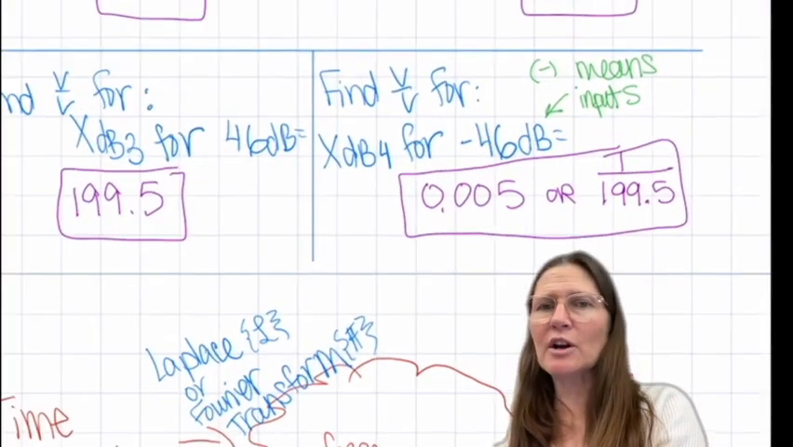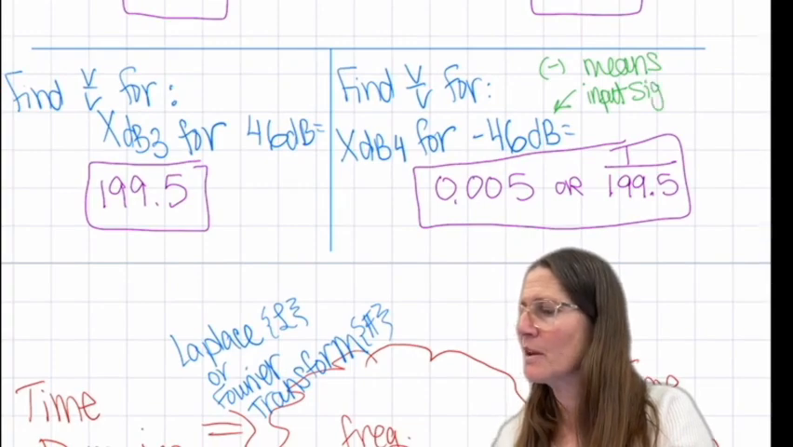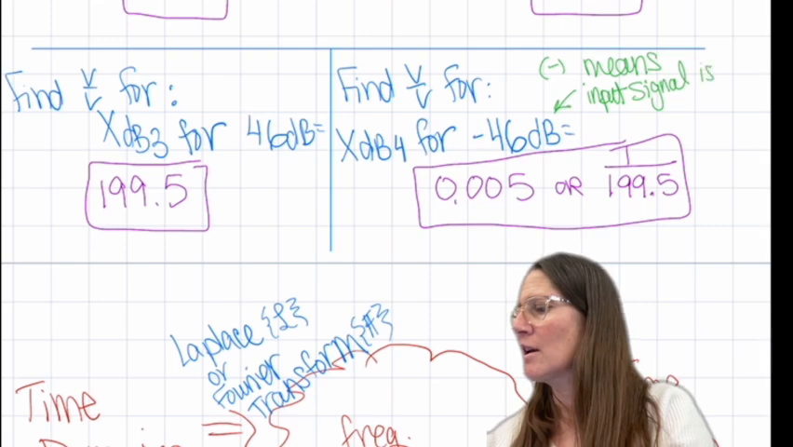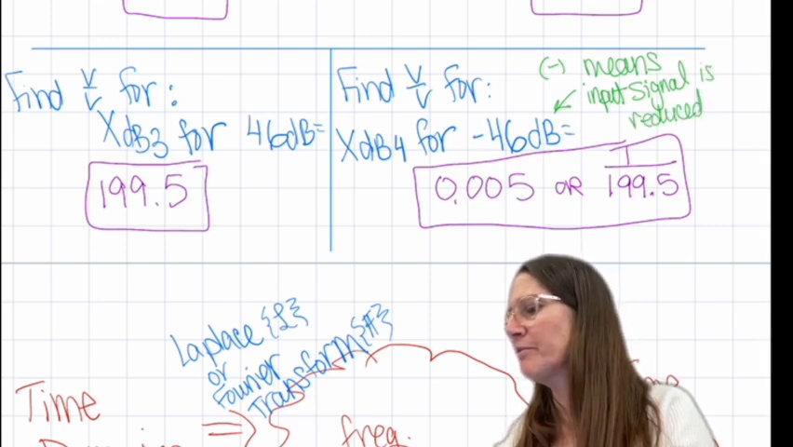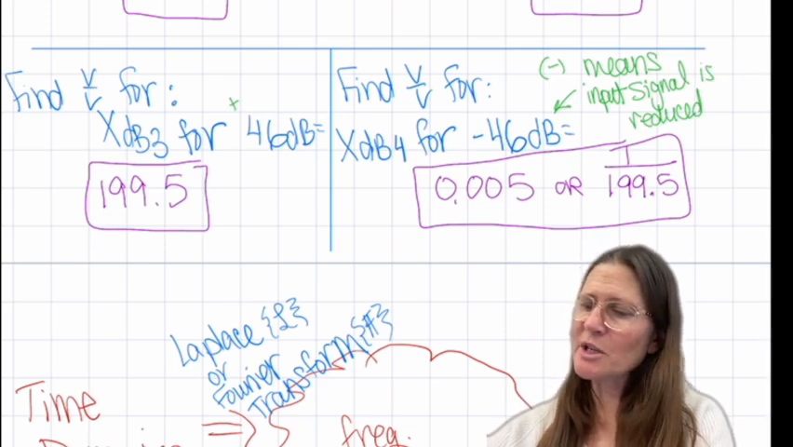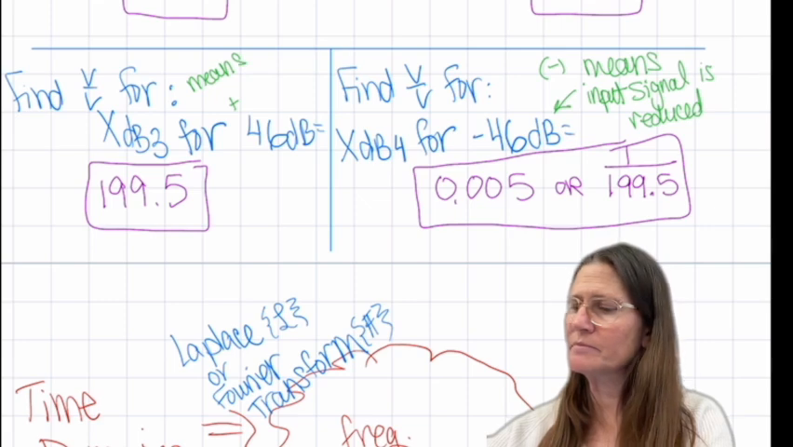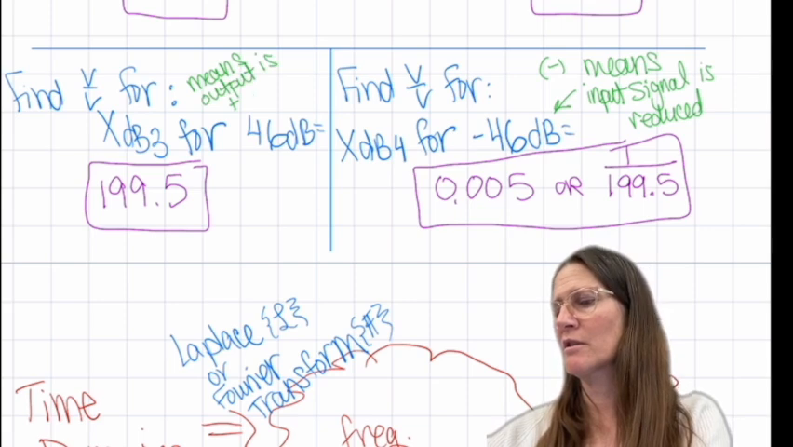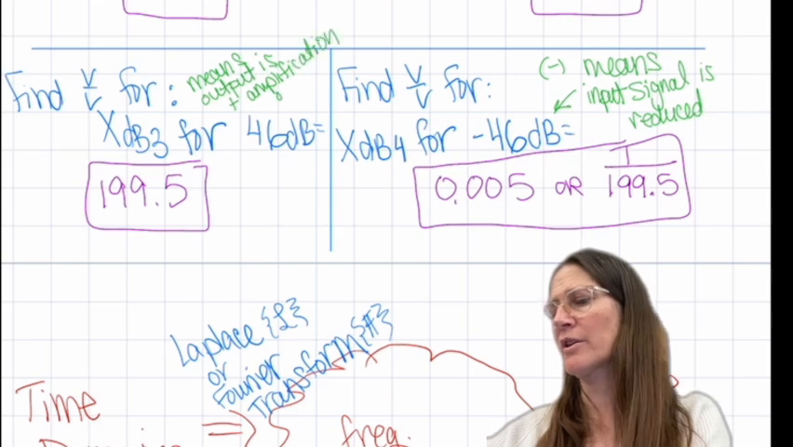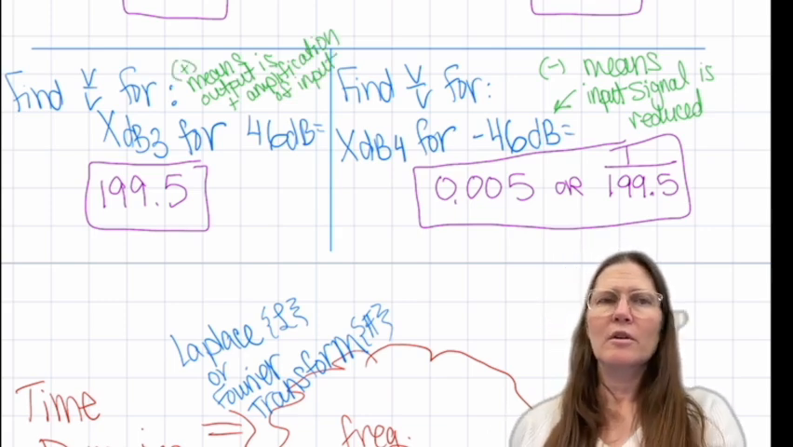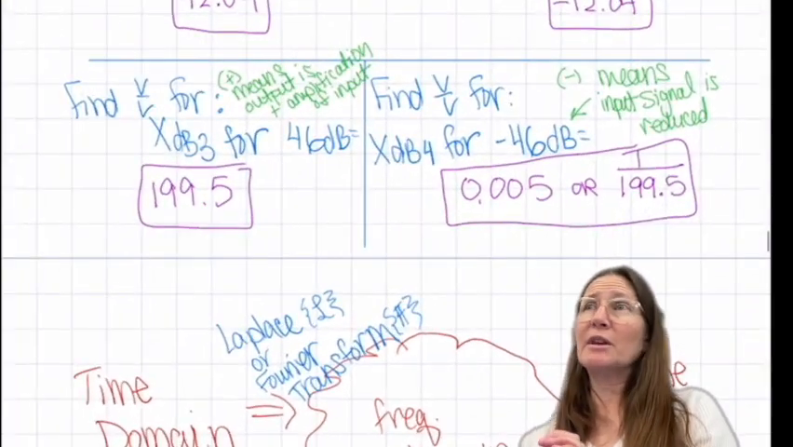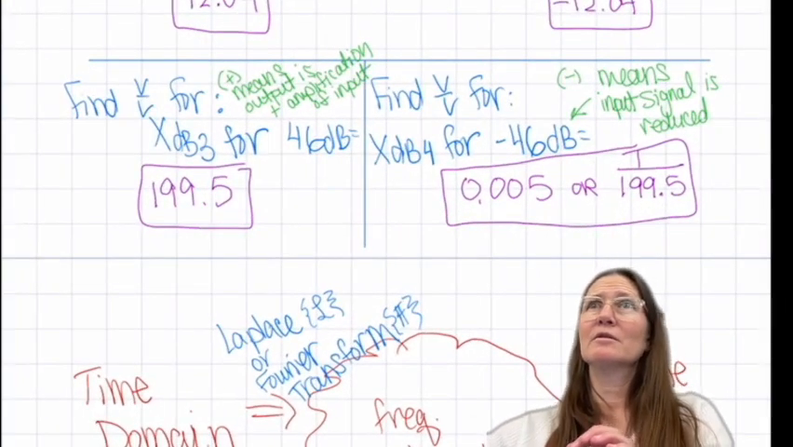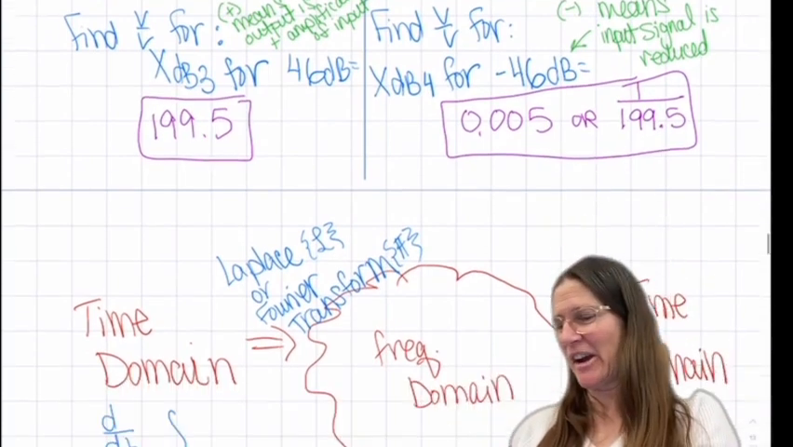So a negative means that our input signal is reduced. And a positive dB means the output is amplification of the input. All right, does that make sense? Maybe, maybe not. Okay.